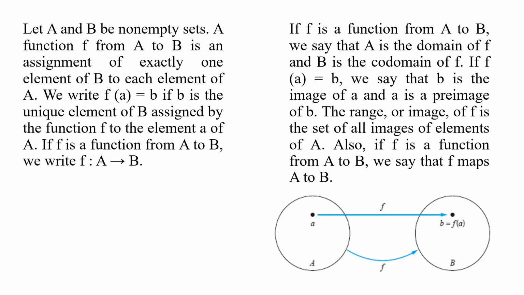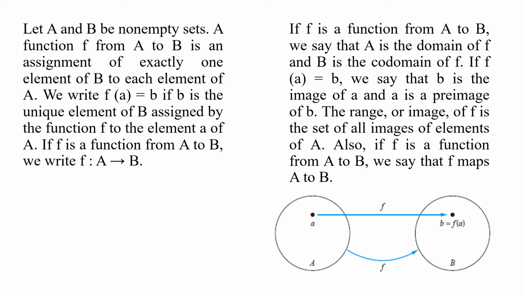If the function f is a function from A to B, we write that f maps A to B. So functions are sometimes also called mappings or transformations. Functions are clearly specified in different ways. Sometimes we explicitly state the assignment. Oftentimes we give formulas such as f of x is equal to, let's say, x plus 1 to define the function. Other times we use a computer program to specify a function.